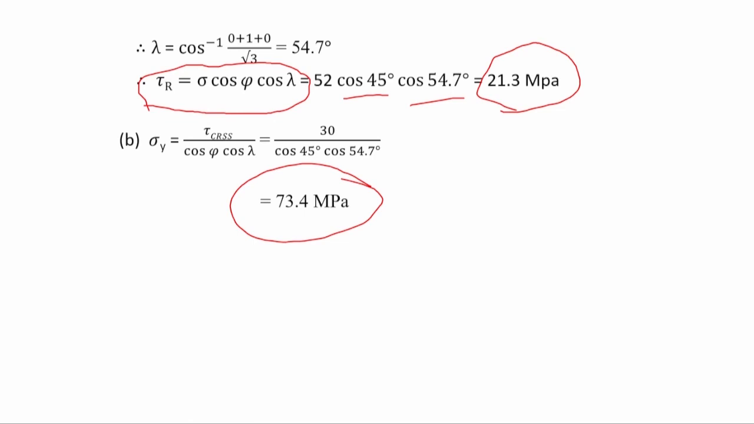When we put in the critical resolved shear stress as that limit, we can say this is just the point to start yielding of the material in this crystal structure. The value is 73.4 megapascal, which is more than the initially applied stress of 52 megapascal. So if we apply a load of about 73.5 megapascal, it will just start the yielding on the slip plane along the slip direction.